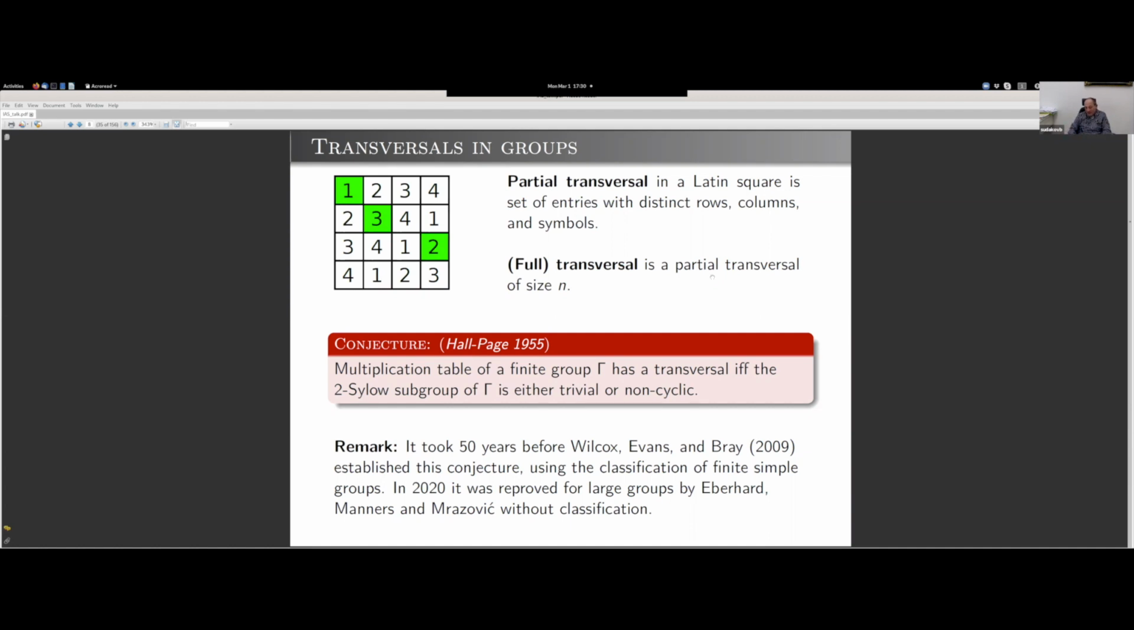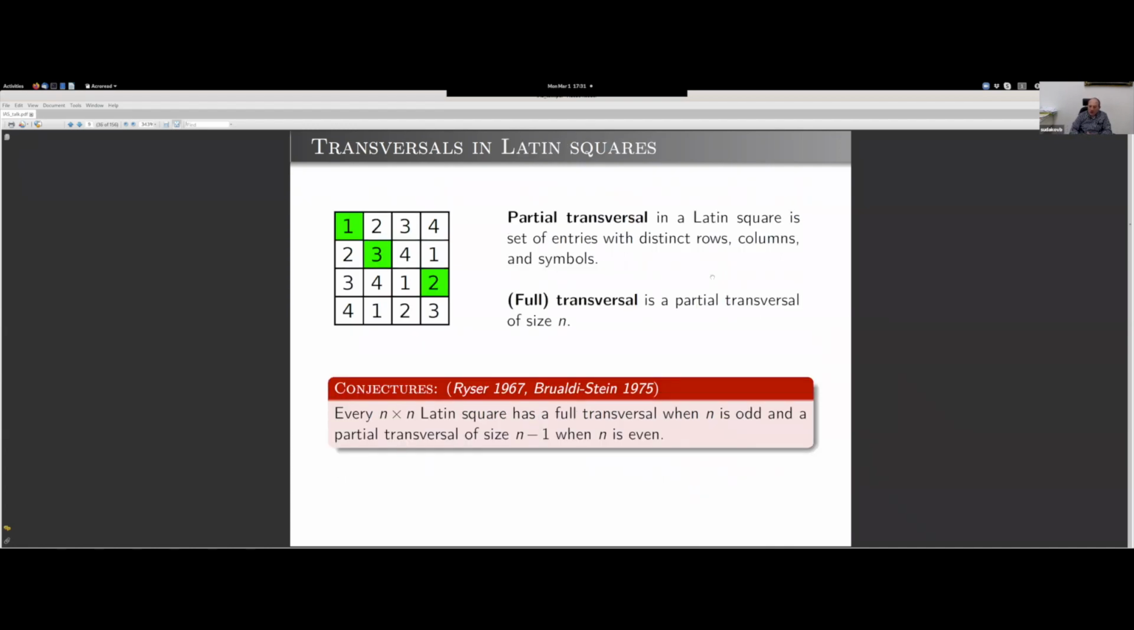A central conjecture about transversals in general Latin squares is the following conjecture of Ryser, Brualdi and Stein, which says that if you have an n by n Latin square and n is odd, then this Latin square has a full transversal. And if n is even, then it has a transversal of size at least n minus 1. So it's still an open conjecture, but over the years, people have tried to find larger and larger transversals in Latin squares, and come up with partial results.